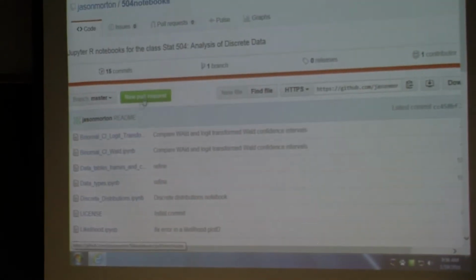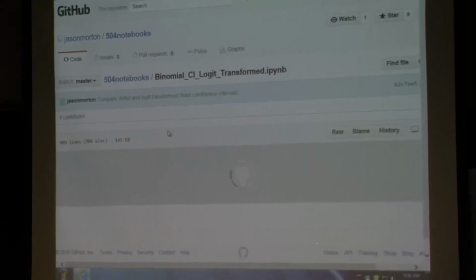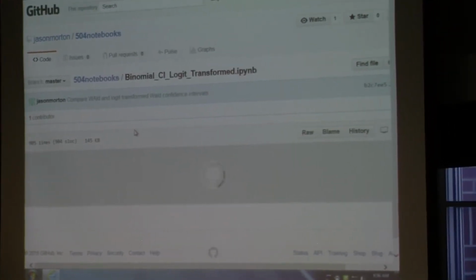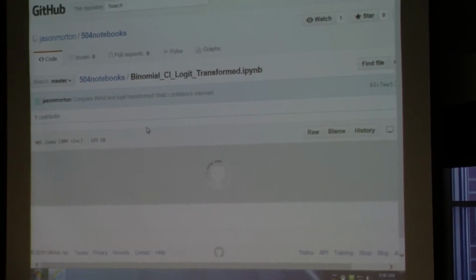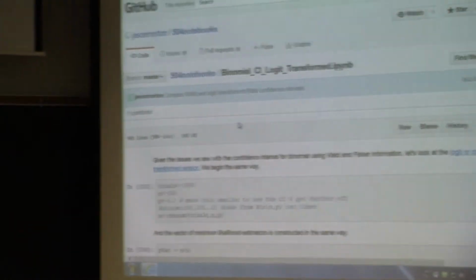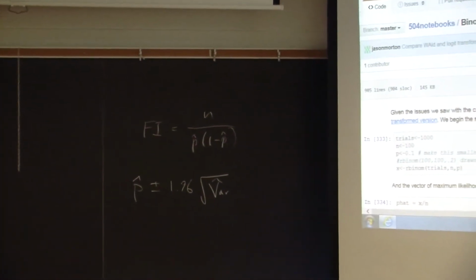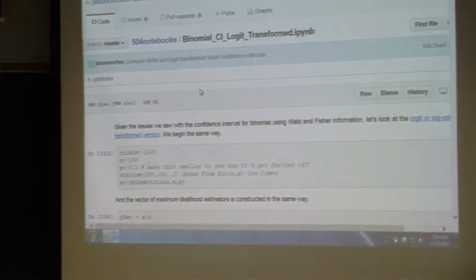All right, so let's go back to this one. Now we'd like to improve the situation while still using this conceptually easy idea of a Wald-based confidence interval, where I have some estimate of my value, and then I add and subtract some number to it. But now we're going to use a transformation to try to fix some of these issues around p equals 0. We want to begin in the same way.